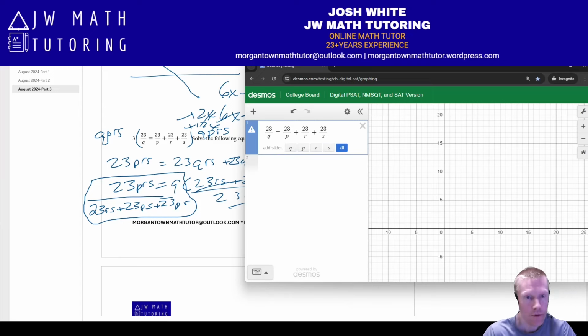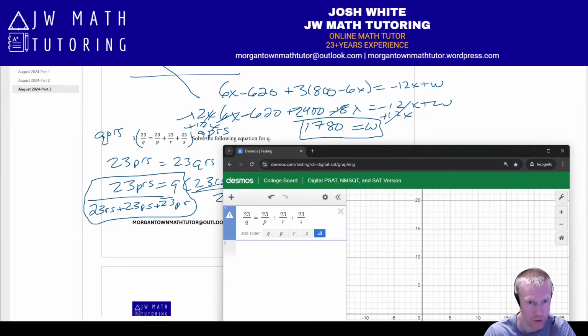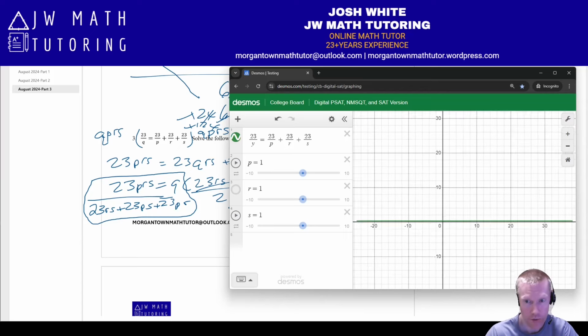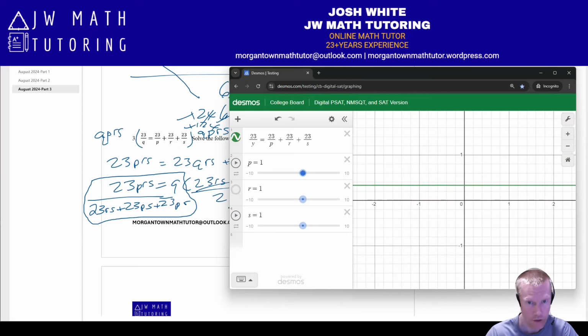Now, the variable that you're asked to solve for, which in this problem is Q, I'm going to change that to Y. I'll explain why I do that in a second. The rest of the things we're going to add sliders for. So, okay, let me just go to the default zoom here. I'll change one of them to 2, one of them to 4, and one of them to 8, let's say.